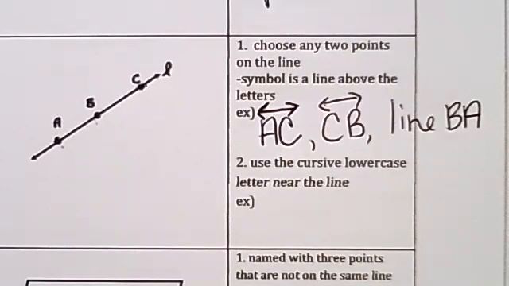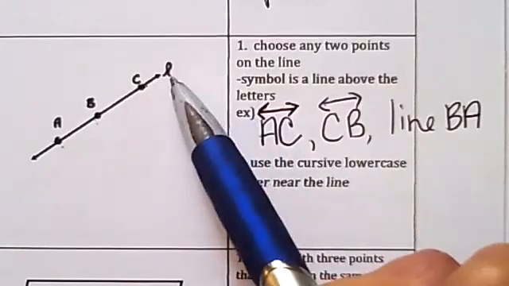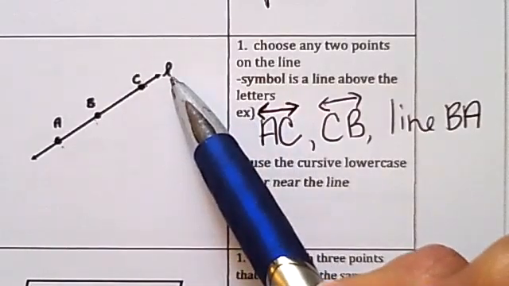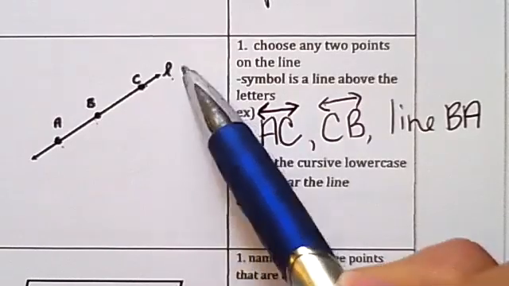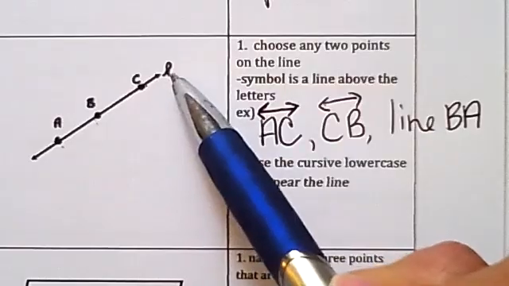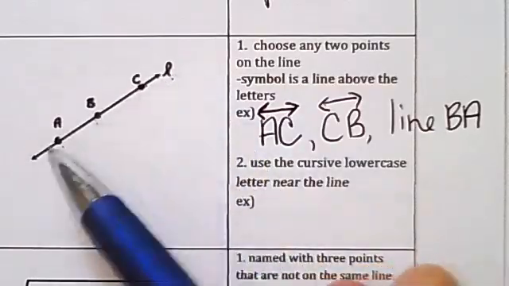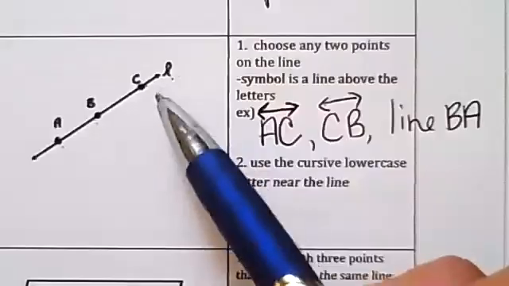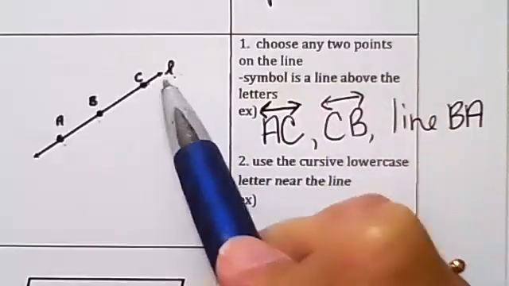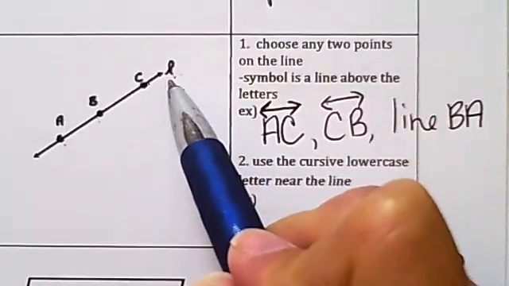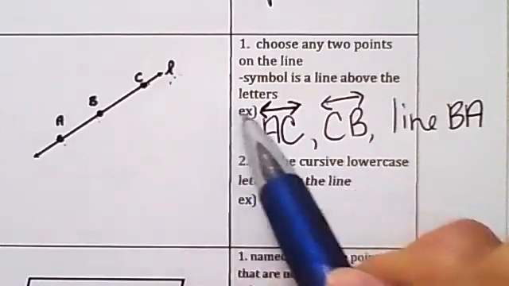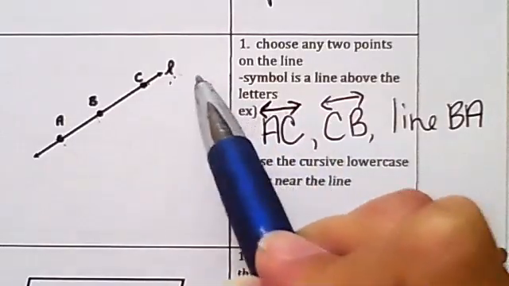The second way is we can use, and this isn't always there, but sometimes it is, see this right here? That's supposed to be a cursive lowercase l. Sometimes the line will just have a lowercase cursive letter next to the line. That's not a point, that's just a label for that line. If that's there, you can use that. If I wanted to name it line L, I can name it line L. The thing is, I can't use the symbol if I'm using the cursive letter.